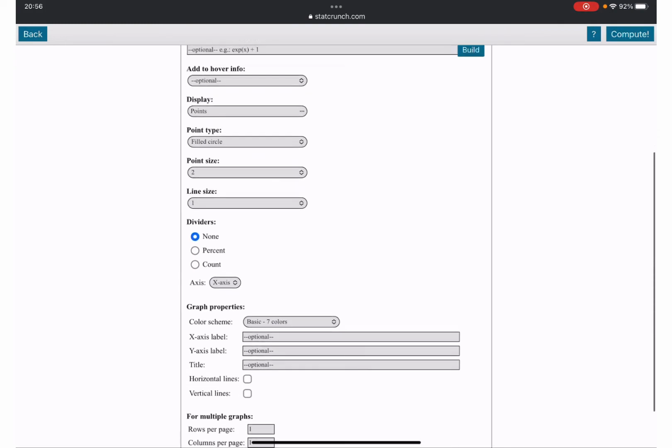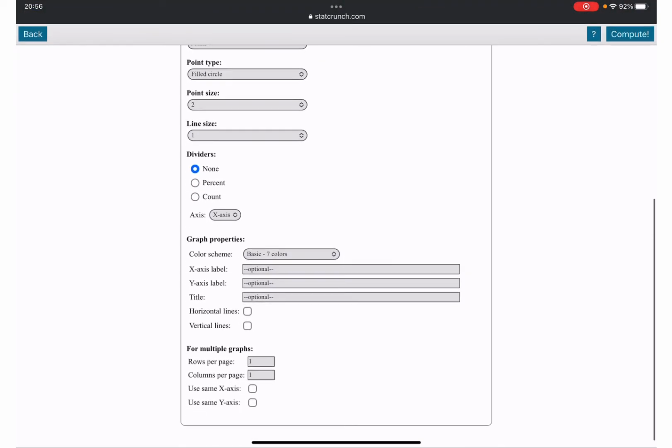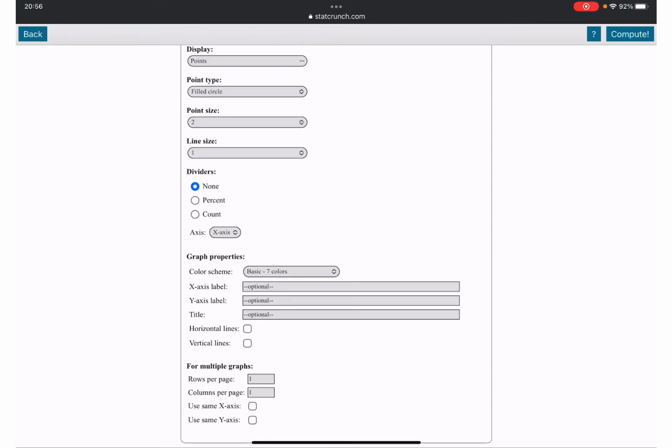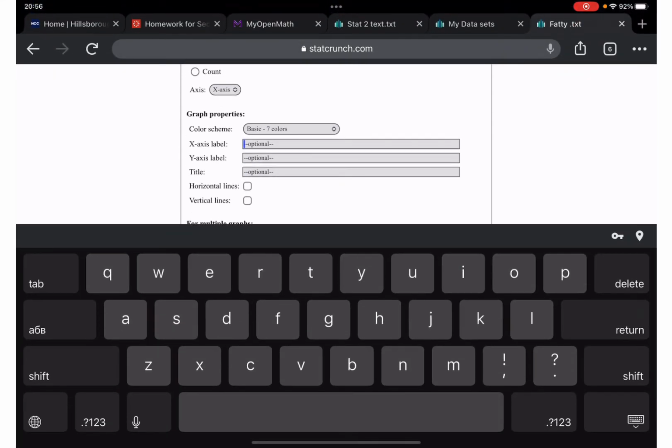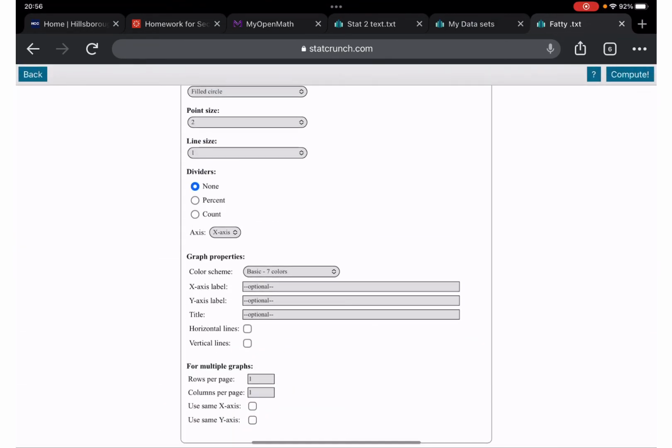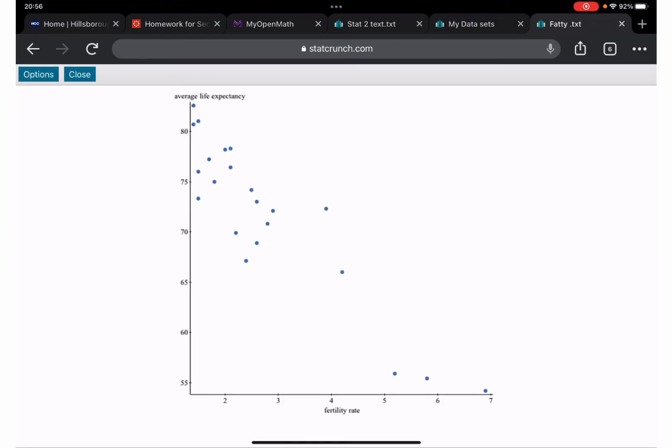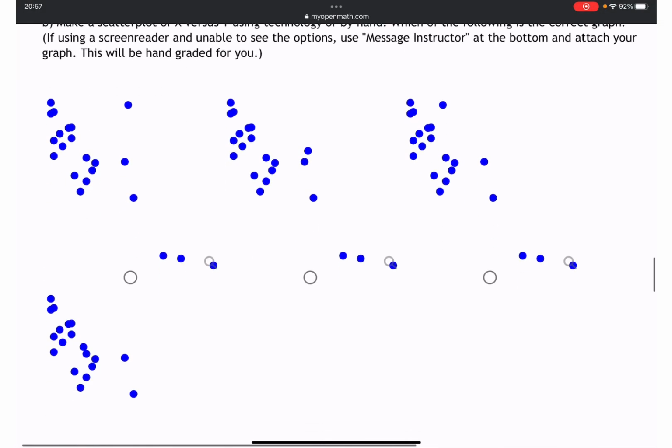Okay, we're good. So we can graph properties. No. Okay, compute. Here we go. This is our scatter plot. As you can see, it's going down, right? The slope for this graph is negative. Let me take the picture of this graph, scatter plot, because we are going to find which one is going to be the answer.